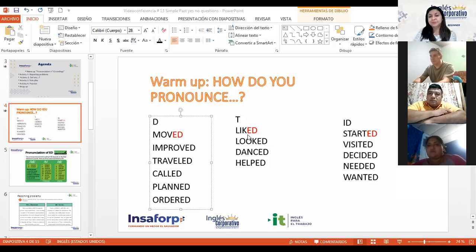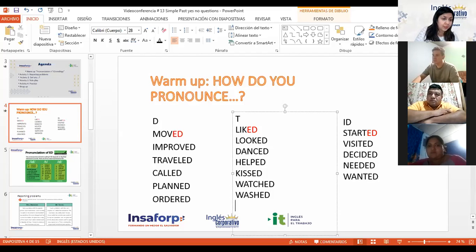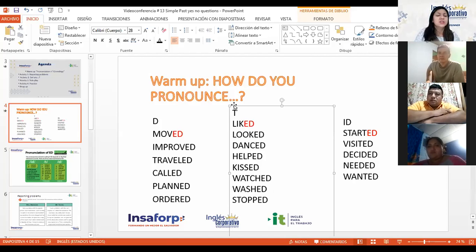Now with the letter T, los que tienen pronunciación como T son los que terminan en K, en C, en P, en SS, como kissed, en CH, como watched, en SH, como washed. Por ejemplo, tenemos liked, looked, danced, helped, kissed, watched, washed, stopped. Y los que terminan en id: started, visited, decided, needed, and wanted. Esas son las tres formas, los ed endings pronunciation.